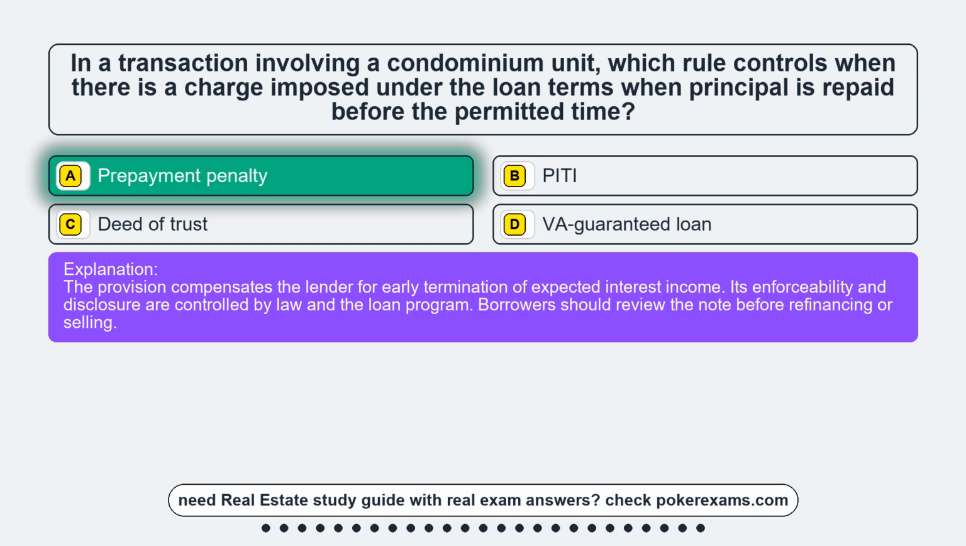The provision compensates the lender for early termination of expected interest income. Its enforceability and disclosure are controlled by law and the loan program. Borrowers should review the note before refinancing or selling.